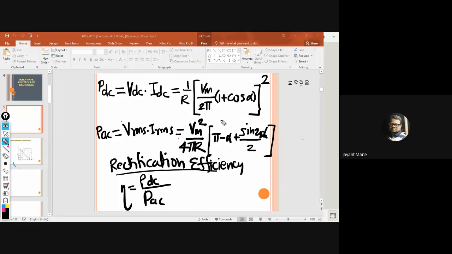So in the numerical, what could be given? There are only two unknowns here in this equation, alpha and the maximum value. And obviously, either of the two is generally given, and then we have to calculate the other one.